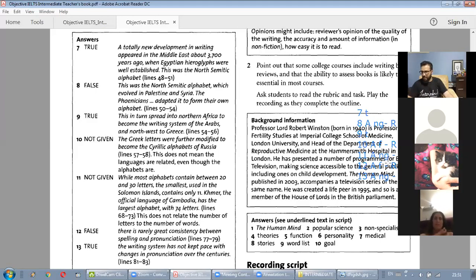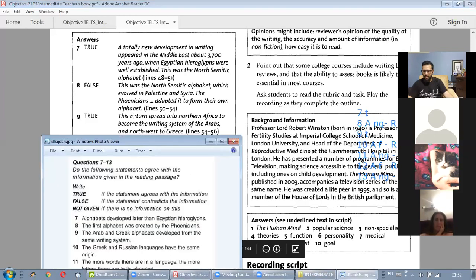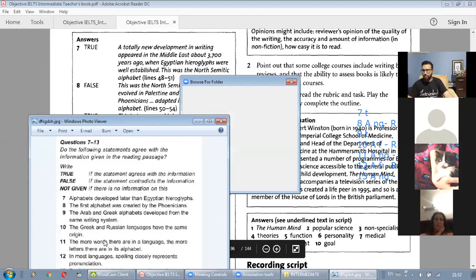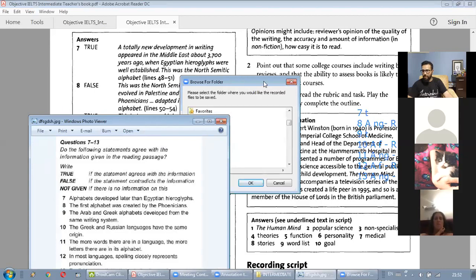11, not given. Okay, Rima said it's false. And yeah, okay. Again, because if we go to the question, if we check question 11, you can see here that the statement in the question is, the more, okay, let me save this.